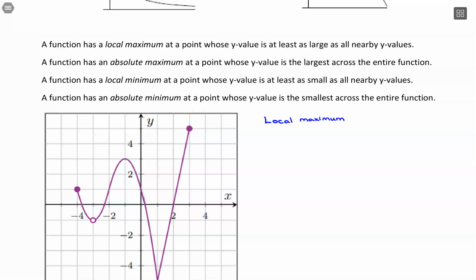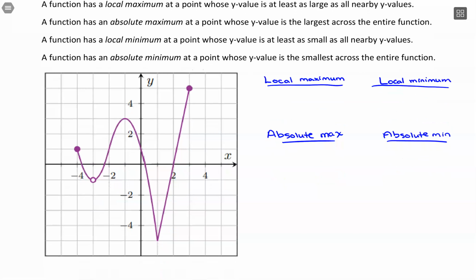There can be more than one local maximum, and really it's maxima, but I'll just leave it like that. And same thing for minimum. There can be more than one when it's local. And then absolute maximum, for which there's only going to be one value. Absolute minimum, which there will also only be one value. And then let's also practice increasing versus decreasing with this graph.